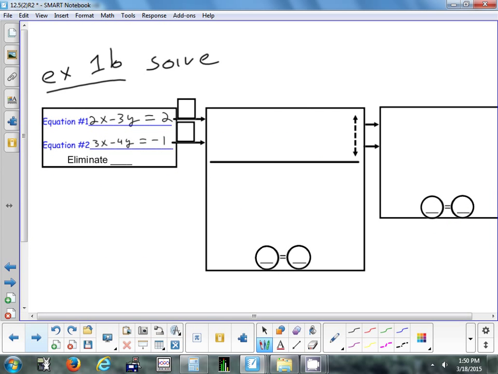Okay, so this one, the numbers are a little smaller. When you look at it, don't just look at it right now while Mr. Roy is getting you that paper. Try to decide, are you going to eliminate x or y? Okay, just look at it for a minute. Example page is coming right now, guys.